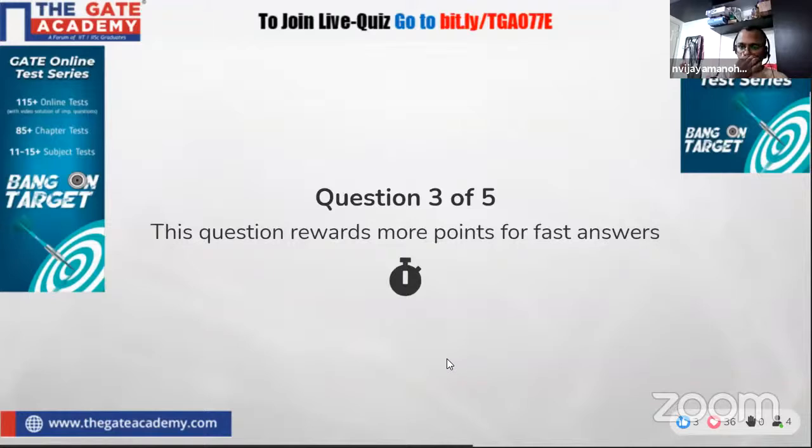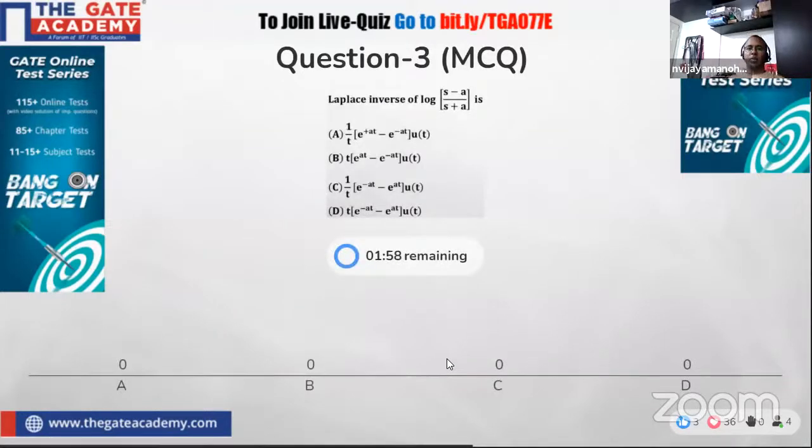Here comes the third question. What is the Laplace inverse of log of (s minus a) by (s plus a)? We know how to compute the Laplace inverse of a normal function, but here a log is being asked. So we have to look at it in an interesting way.